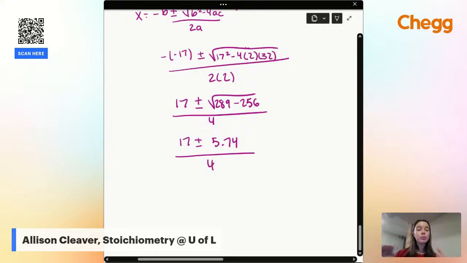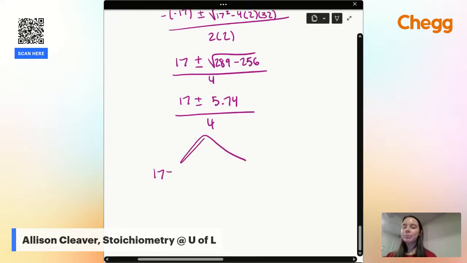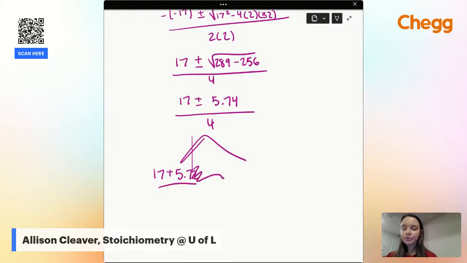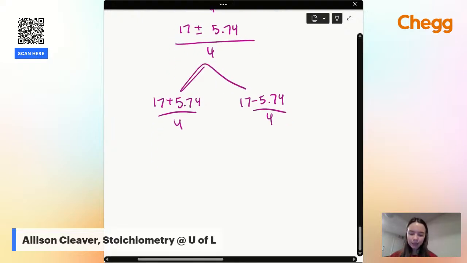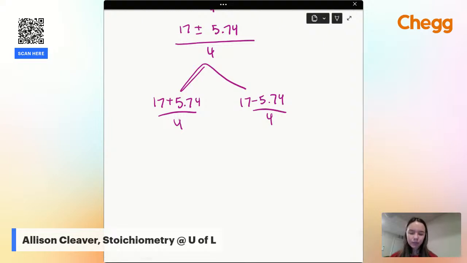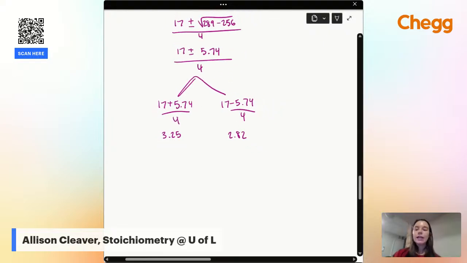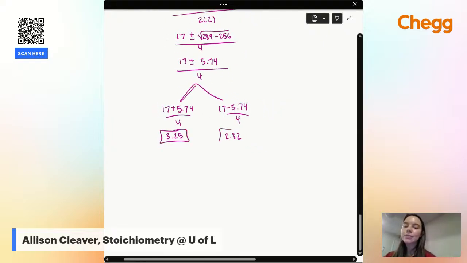And now we have two possible answers. We can do 17 plus 5.74 over 4. And we can do 17 minus 5.74 over 4. I'm going to plug both of these in our calculator. 17 plus 5.74 divided by 4 is 3.24, or 3.25 if we're rounding. 17 minus 5.74 divided by 4 is 2.81, or 2.82 if you're rounding. So we have these two values.